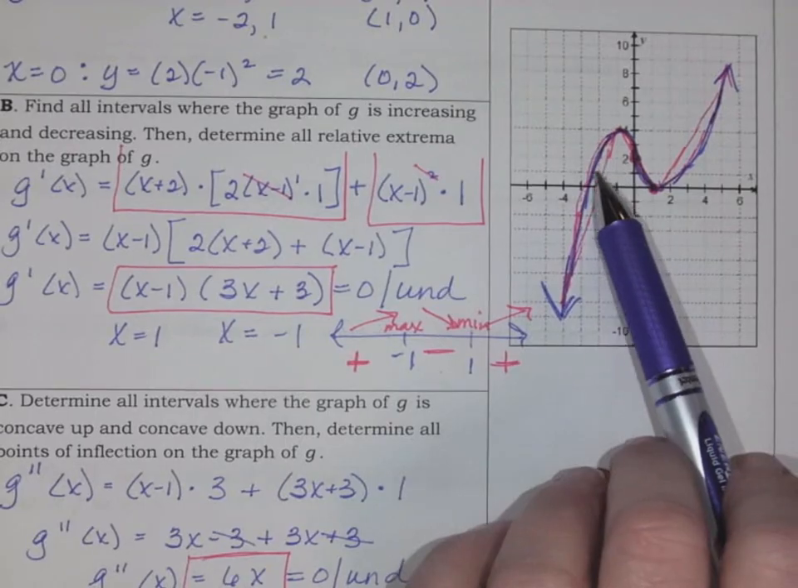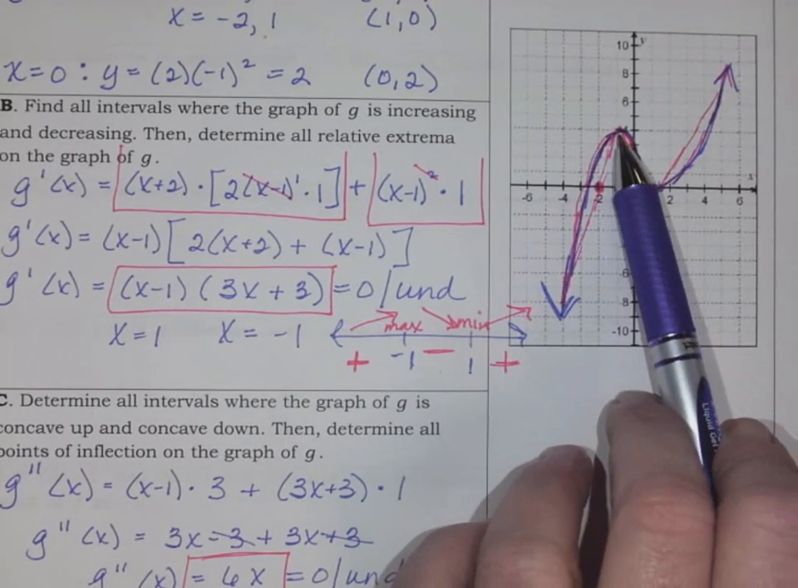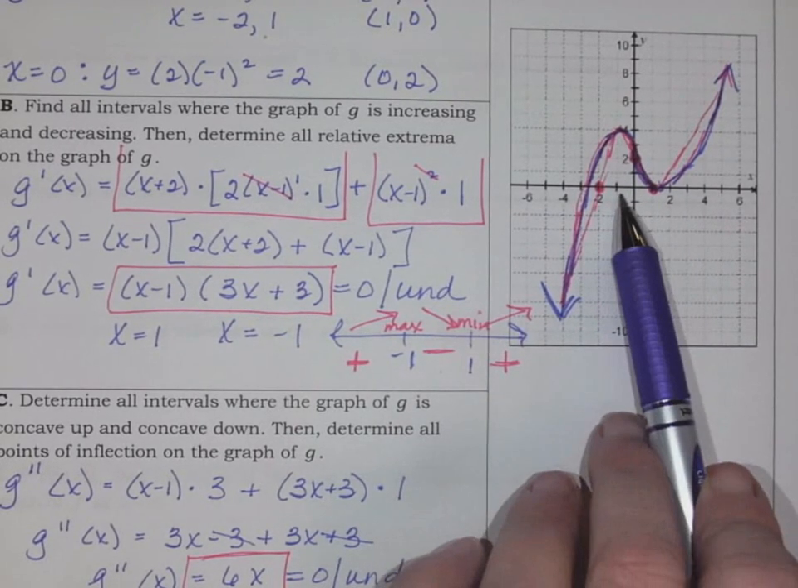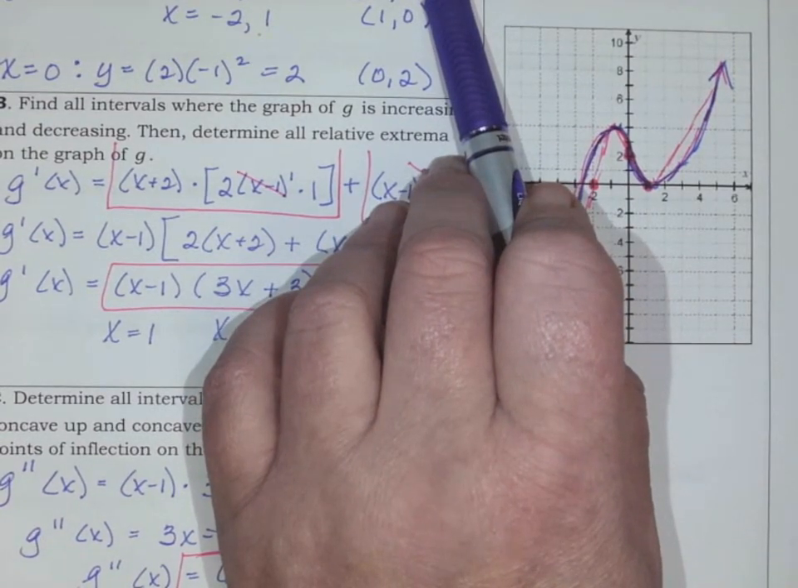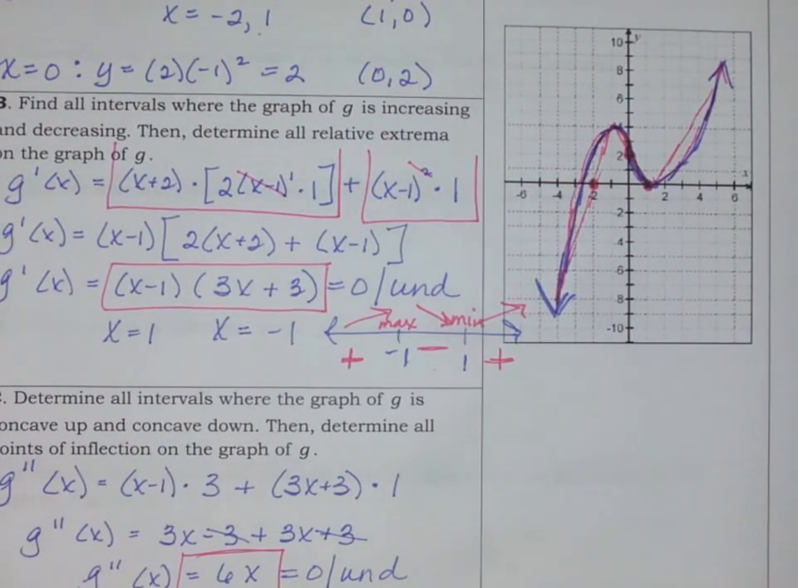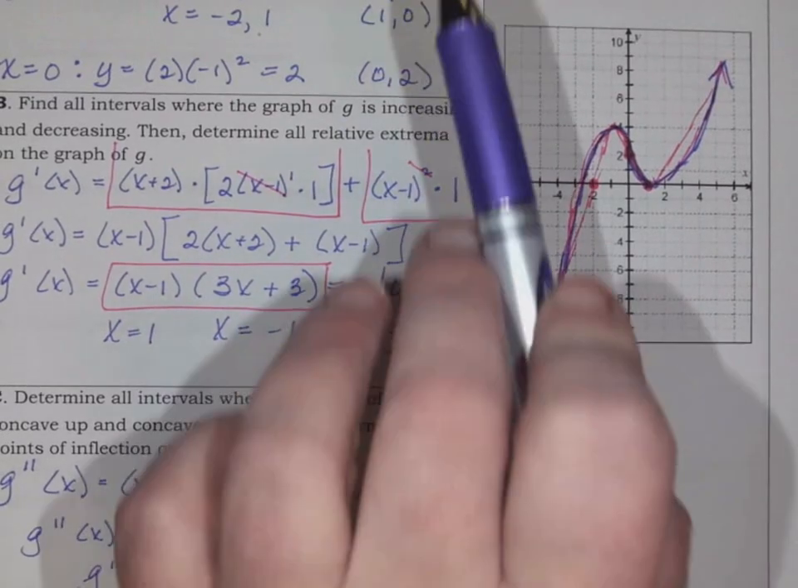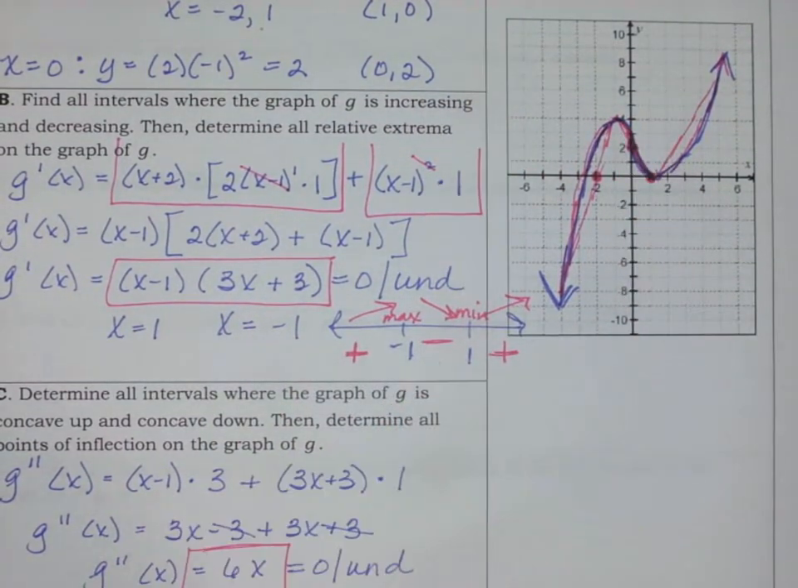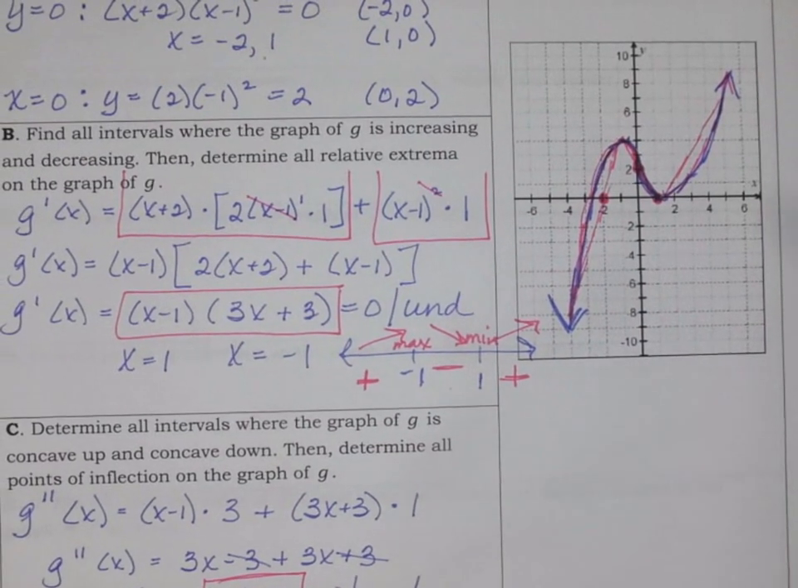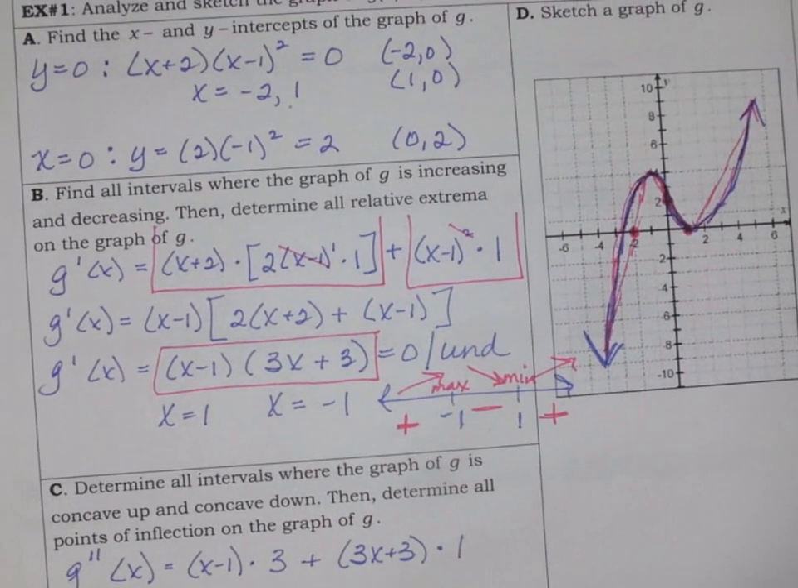Now, what we don't know is exactly where our maximum hits up here. We could have taken -1 and plugged it into our function and found our y value. That would have been more accurate, but I didn't do that, so that's okay. You don't normally sketch a graph of the function.